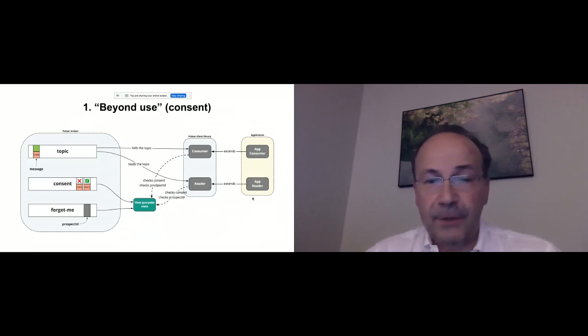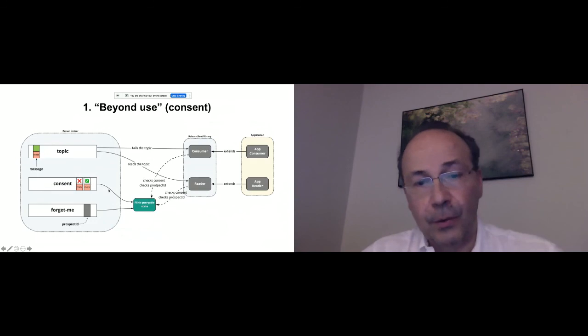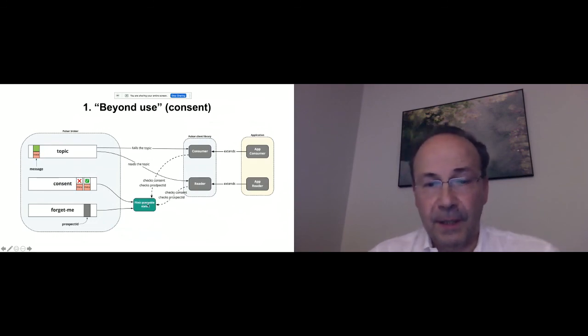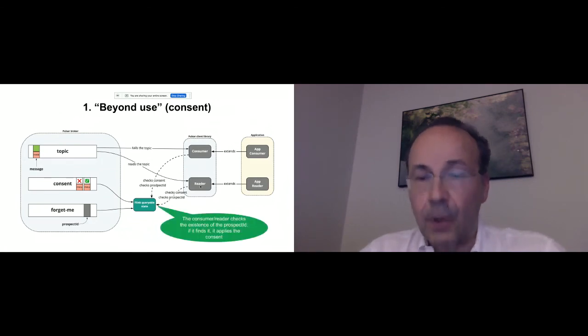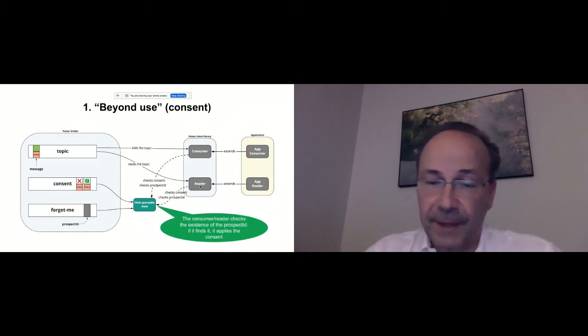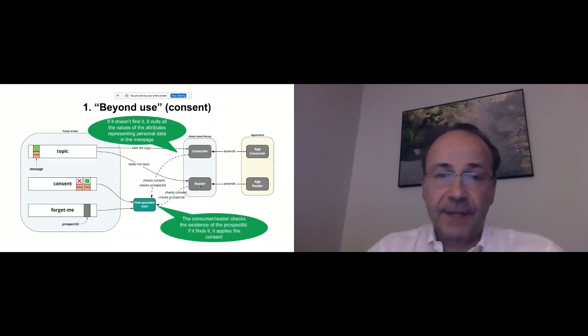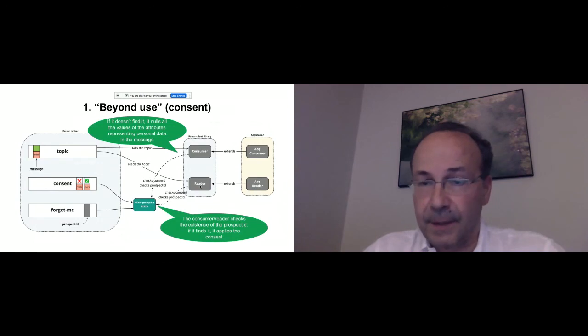We will take the previous picture and enhance it a bit. So we're not only going to ingest the consent in the Flink queryable state, but also the forget me topic. And our consumer or reader is going to check two things. It checks the existence of the prospect ID. If it finds it, it applies the consent, like before. If it doesn't find it, it mutes the values of the attributes representing personal data in the message. And then we can consume without fear.